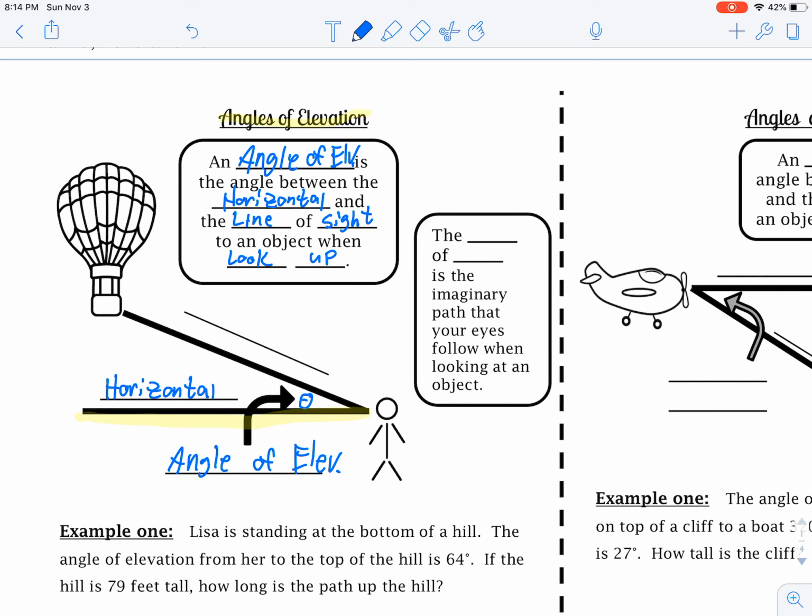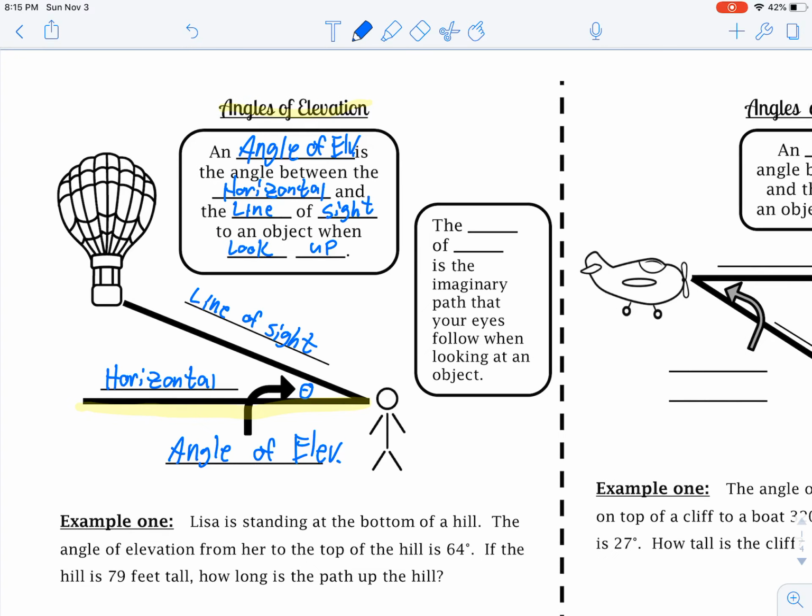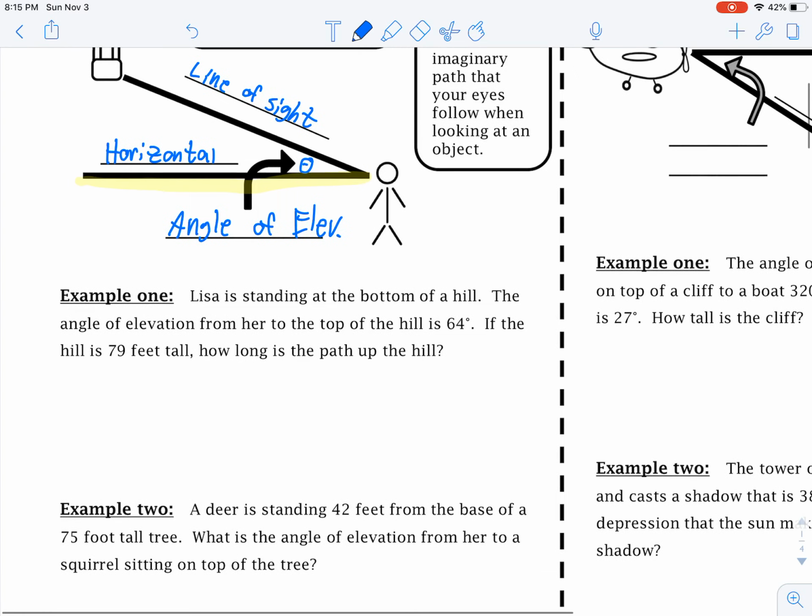All right, wherever he's looking or whatever our object is looking at, that is our line of sight. Okay, in this case, our guy is looking up towards the balloon, so our line of sight is up. So that follows our definition of angle of elevation, when we look up at an object. Okay, the line of sight is the imaginary path that our eyes follow when looking at an object. Okay, so let's look at an example over here.